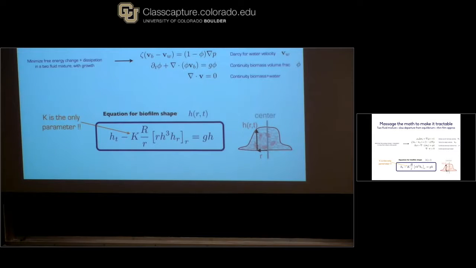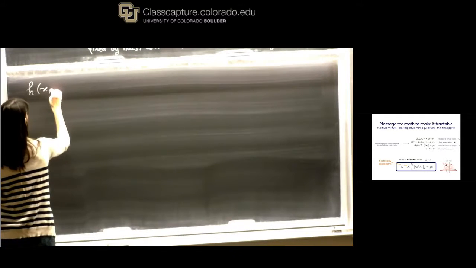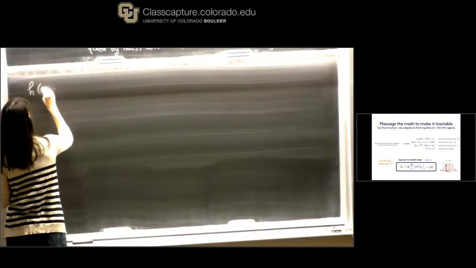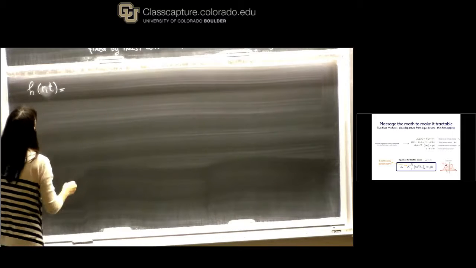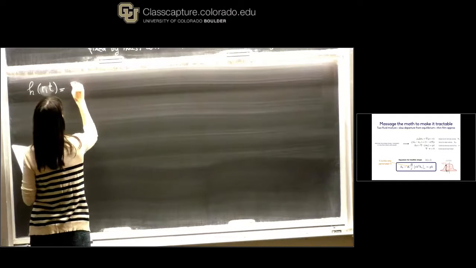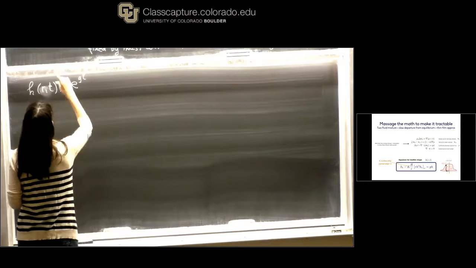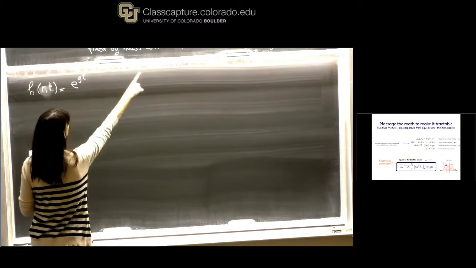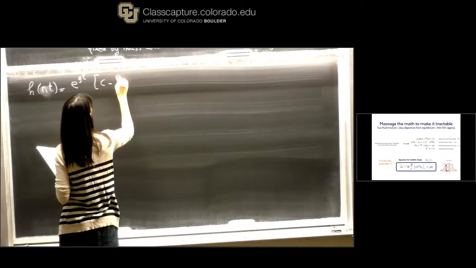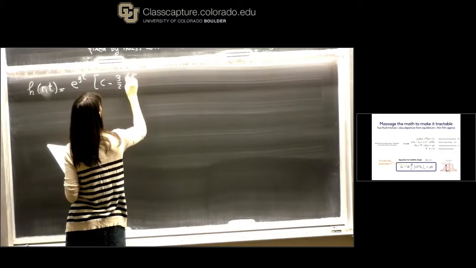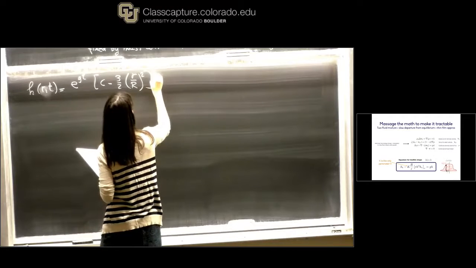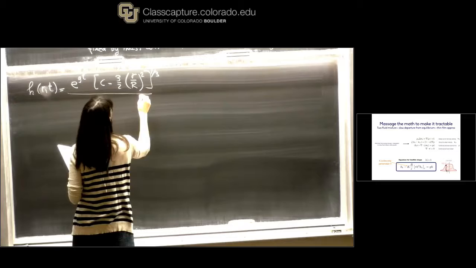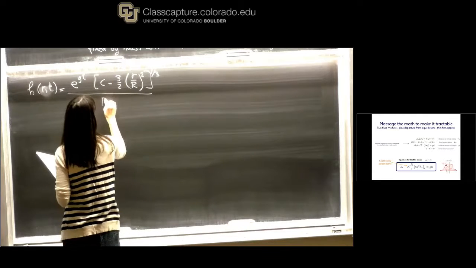So this requires you to match the self-similar solution. Let me write down the self-similar solution in the original variables. So we have it. There is an a e to the gt, and then big H will be f, which is this guy, c minus 3/2 r over r squared to the 1/3, and then divided by r squared, and I'll just write r squared.